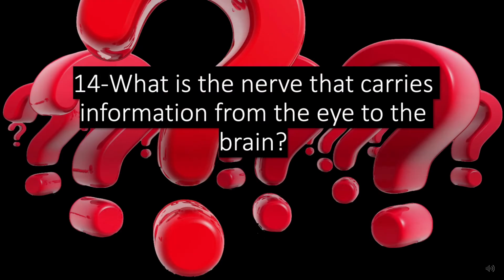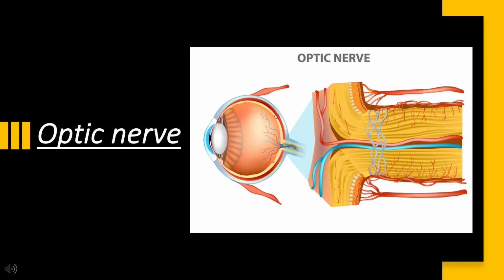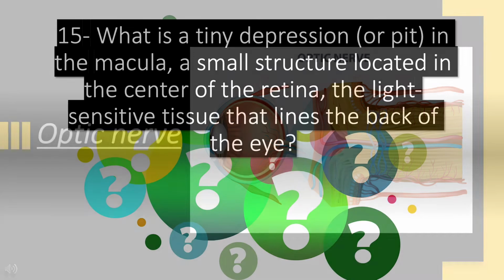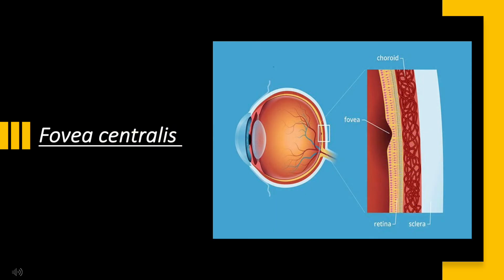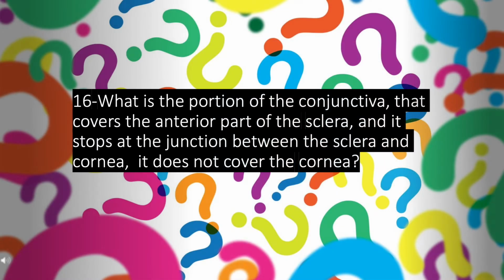14. What is the nerve that carries information from the eye to the brain? Optic nerve. 15. What is a tiny depression or pit in the macula, a small structure located in the center of the retina, the light-sensitive tissue that lines the back of the eye? Fovea centralis. 16. What is the portion of the conjunctiva that covers the anterior part of the sclera, and it stops at the junction between the sclera and cornea? It does not cover the cornea.